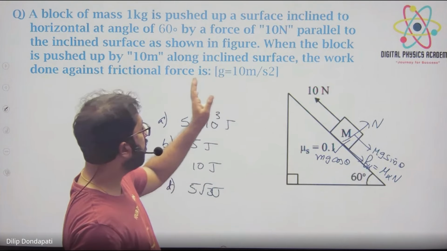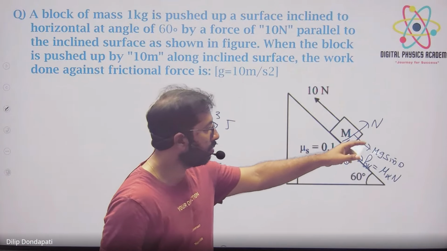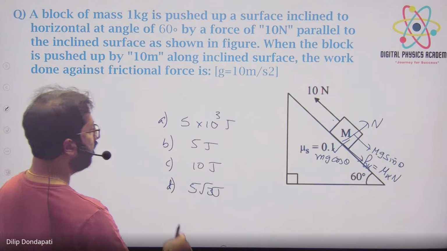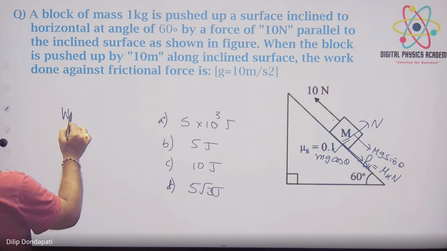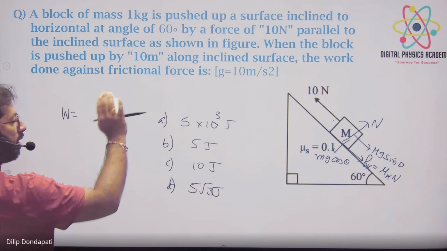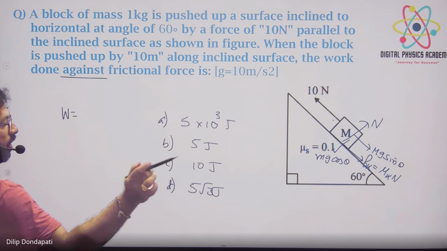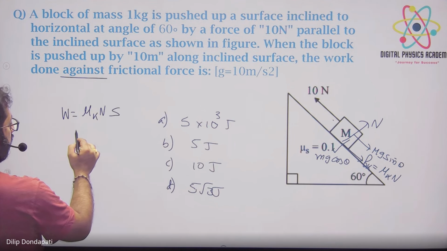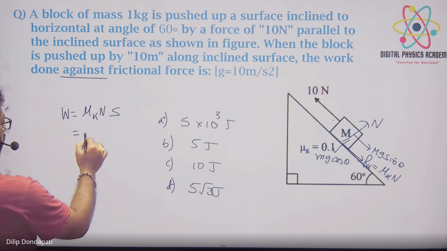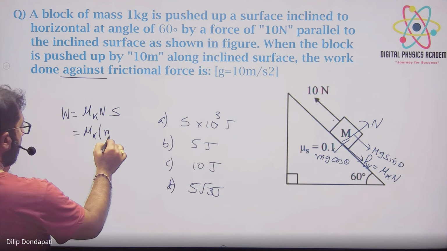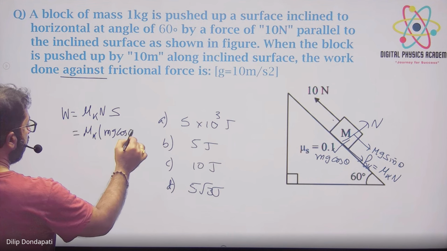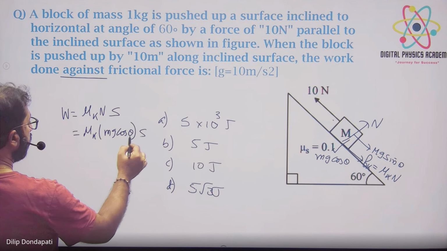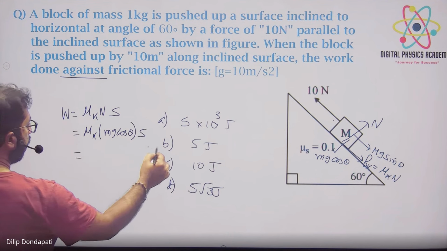Now he's asking what work done by friction force. Force into displacement. Displacement 10 meters, right? So work done is force downwards, displacement upwards, minus. But against friction मतलब positive ले रहा हूँ मैं. So mu k times N times displacement. Mu k times N is mg cos theta into displacement, which is 10. Okay. So if you solve, you will get 5 joules.